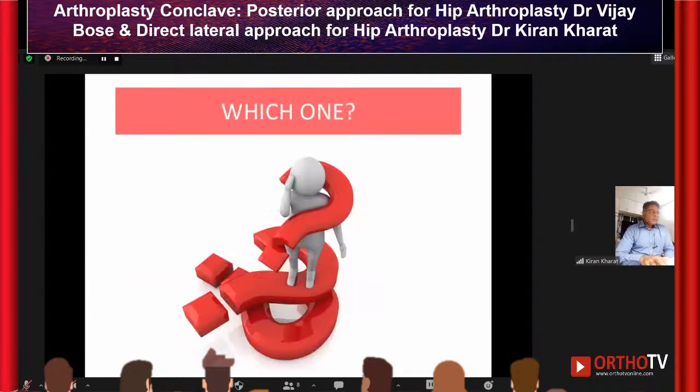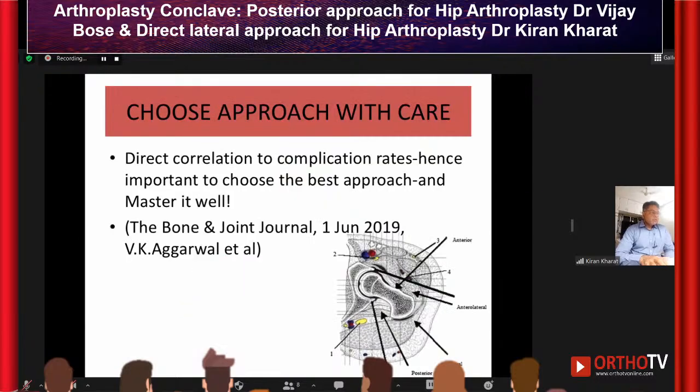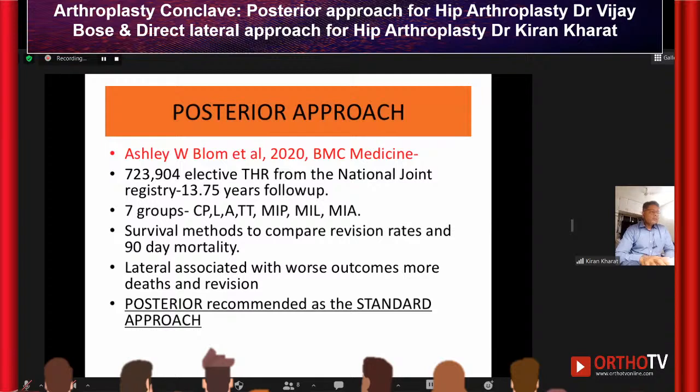So, which approach to choose as a budding arthroplasty surgeon? I think the answer is very clear. The posterior approach, one has to master it, but the hip surgeon should also know the direct lateral approach, because in one paper, V.K. Agarwal pointed out that there is a direct correlation to complication rates, and therefore you should choose the best approach and master it well. Mastering an approach means right from the positioning and knowing where the pelvis is at all times.